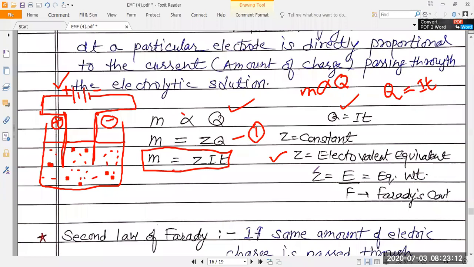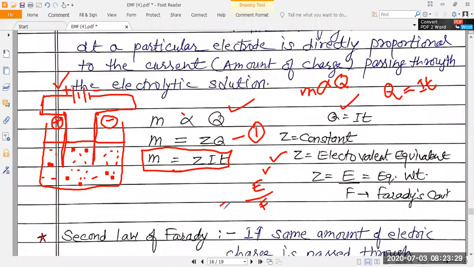So Z can be found in this manner, Z equal to E by F, where E equal to equivalent weight of the product, and F equal to Faraday.